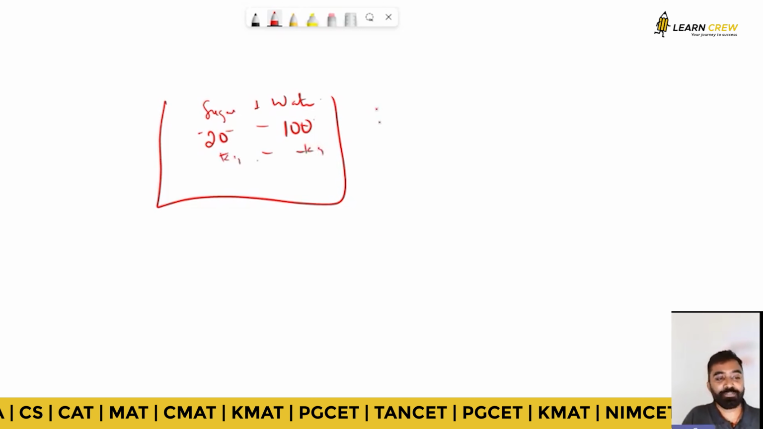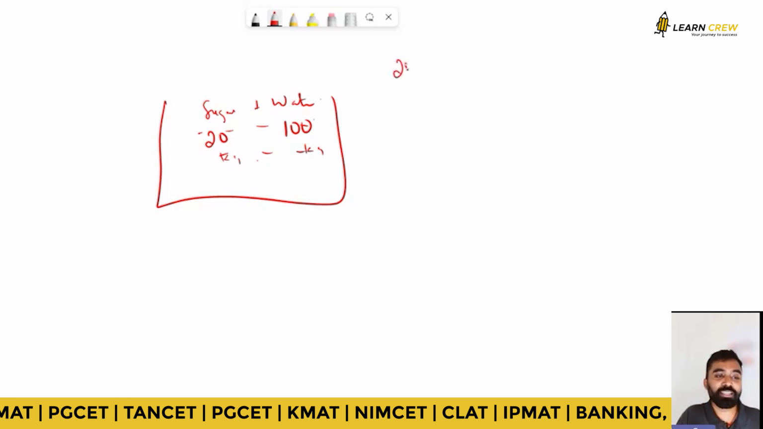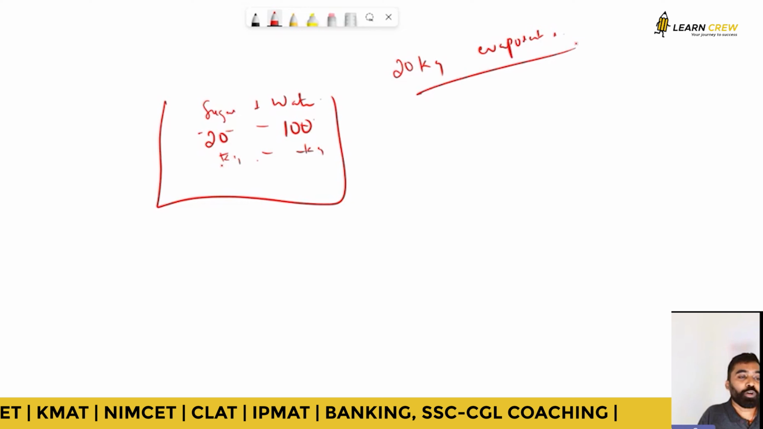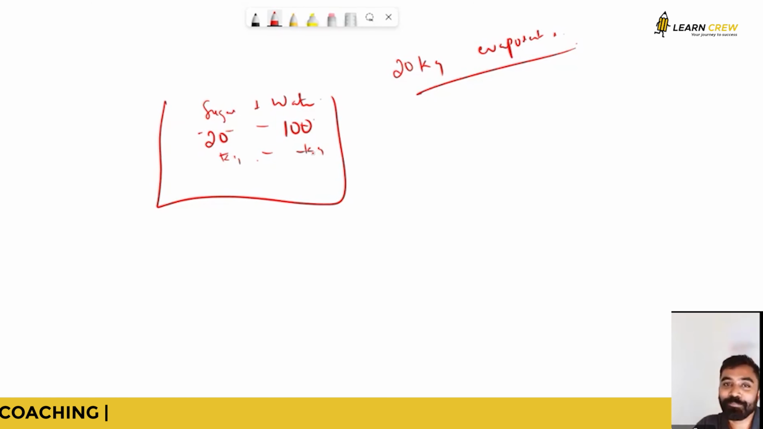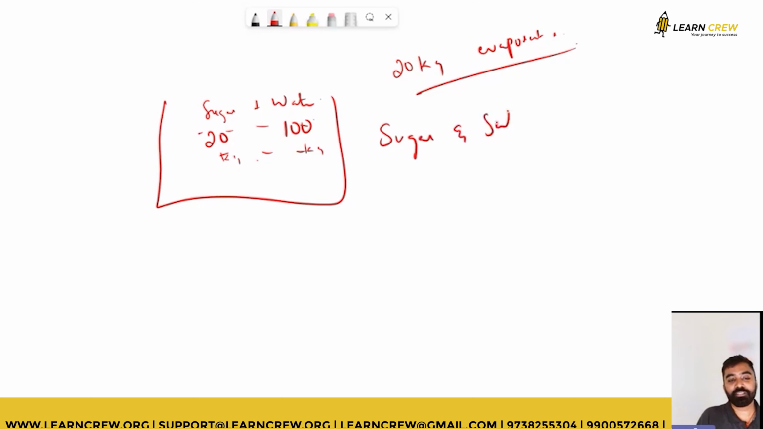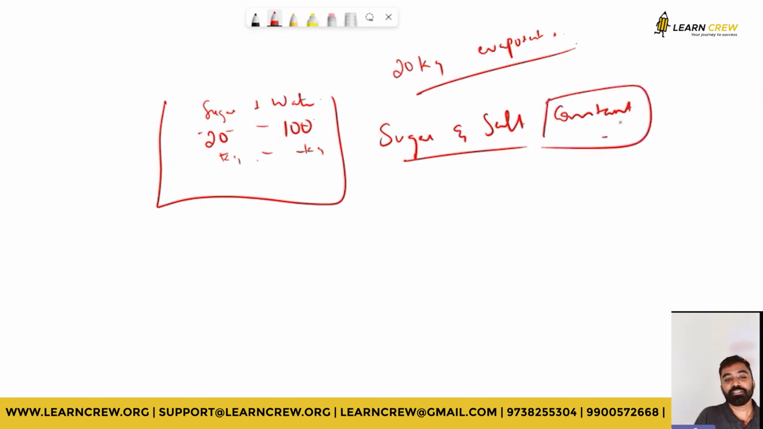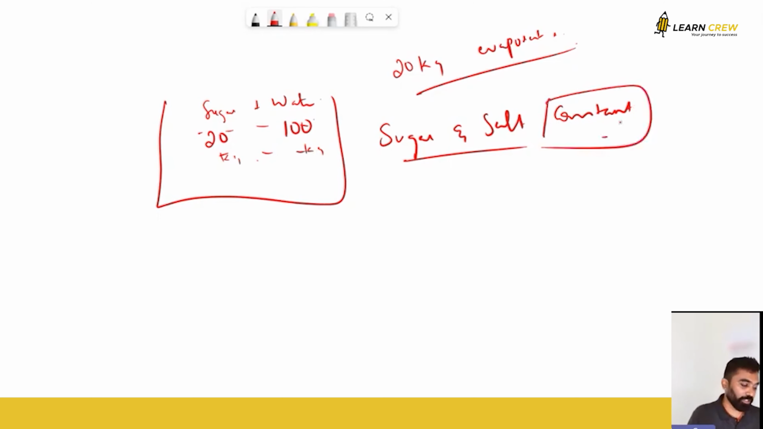If I'm telling something like 20 kg is evaporated, what will be the change in sugar and water? 20 kg is evaporated. Sir, then sugar remains constant, no, sir? Yes. So whenever they are telling evaporation, sugar and salt will remain constant. It won't evaporate. Only the water will evaporate. So your sugar and salt remain constant. This is the catch over here. With this thing, you can solve the last question.